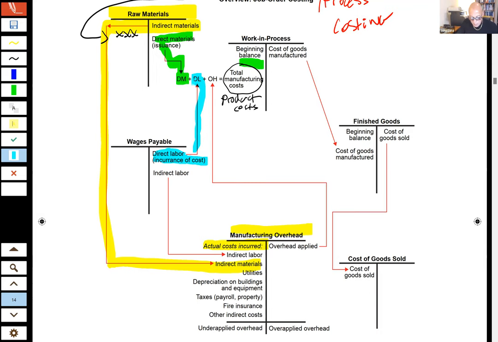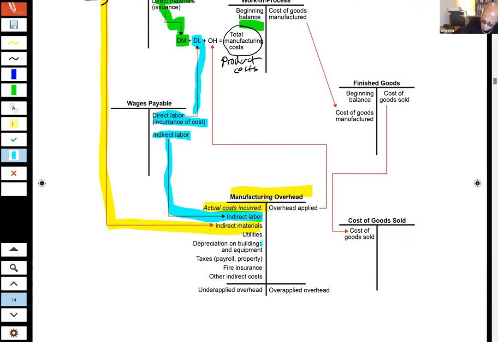Okay, now I will also have some indirect labor. The janitors, the supervisor, whatever. I credited wages payable, but I can't debit that directly to work in process. So I put it in my manufacturing overhead, because we said that our manufacturing overhead is what? Indirect labor, indirect materials. And remember, I say the scary one is the others, okay? I call those the others, okay? Which is what?